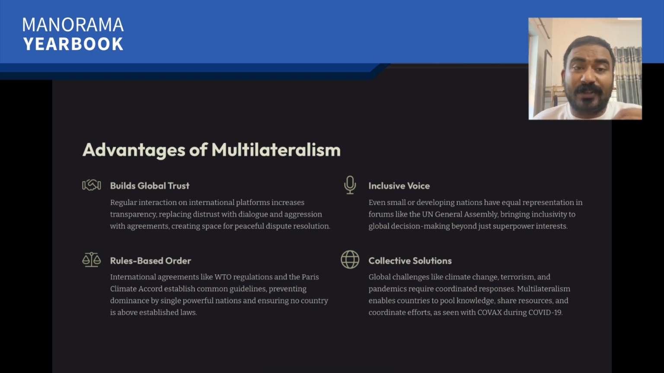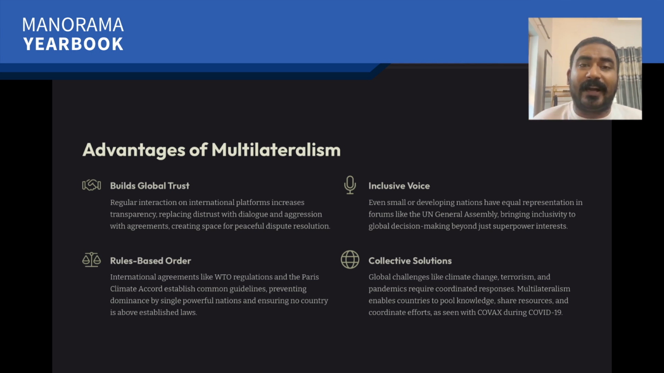Second, it ensures small nations are heard. In a multilateral setting, for example the United Nations General Assembly, even small or developing countries have a voice. It is not just about the superpowers. This brings inclusivity in global decision making. Third, it creates a rule-based international order. Agreements like WTO rules or the Paris Agreement help all countries follow common guidelines. This prevents dominance by a single powerful nation, and it tells us that no one is above the law, not even the most powerful country.